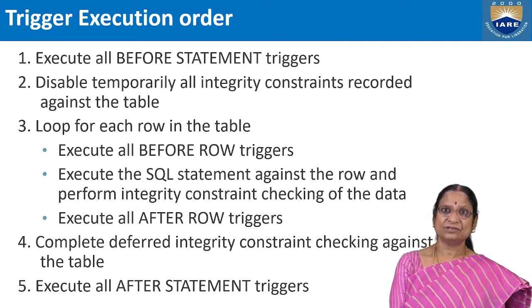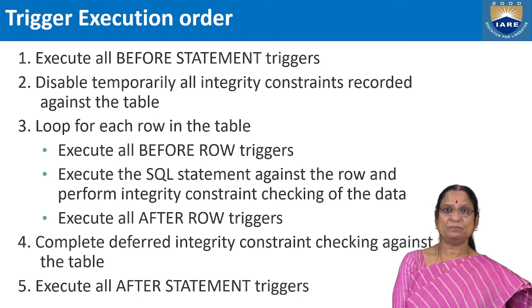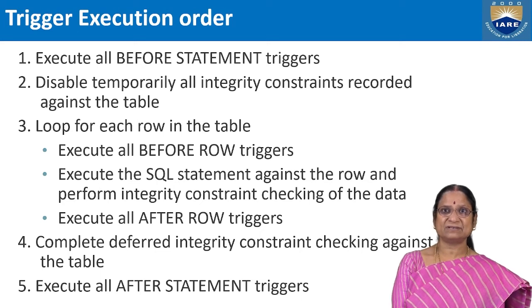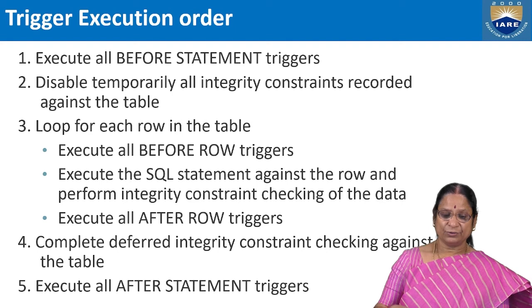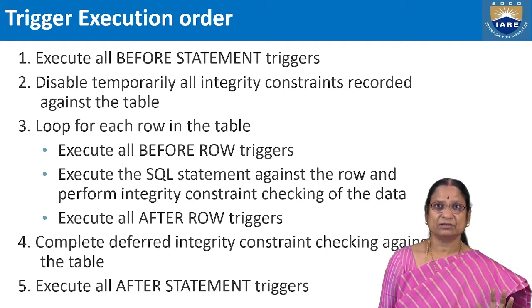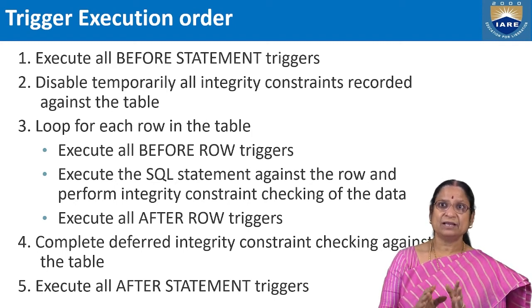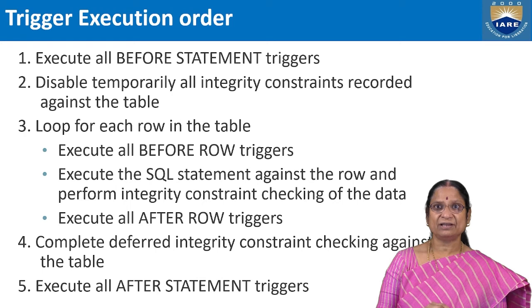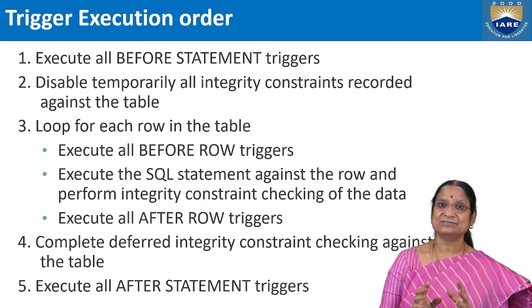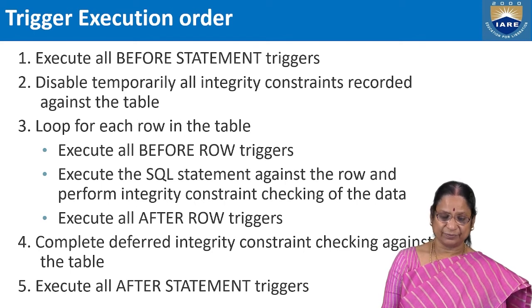I'll write various triggers on my table and columns, and all of them will get executed within a loop. Execute all before triggers first, execute the SQL statement, and perform integrity constraint checking of the row, then after row. So multiple triggers are there. First before triggers are executed, then the SQL statement level triggers are executed by checking the integrity constraints. Then after row triggers are executed.